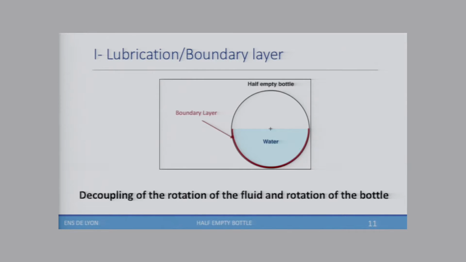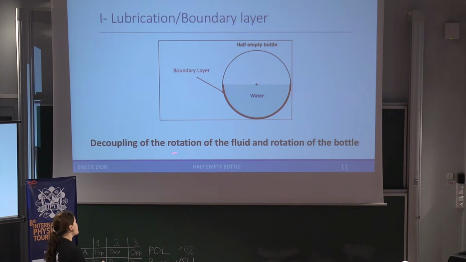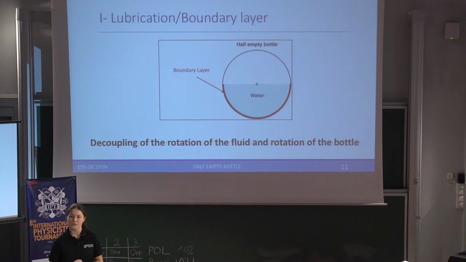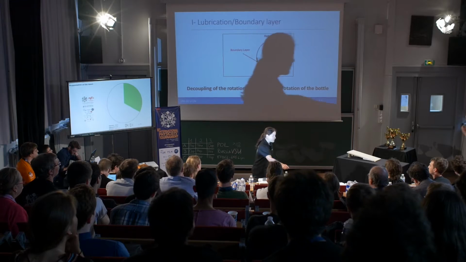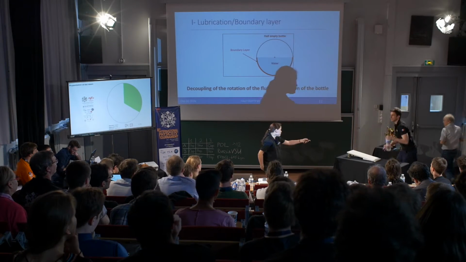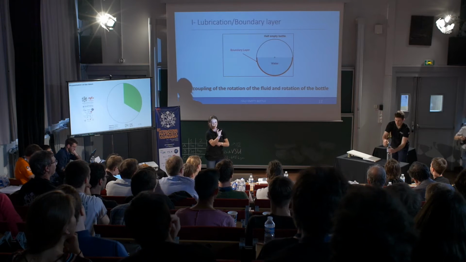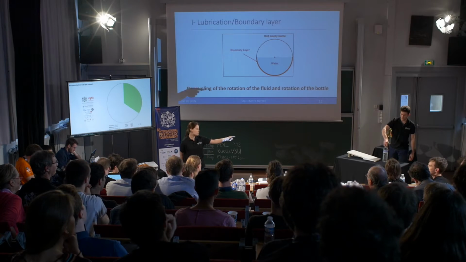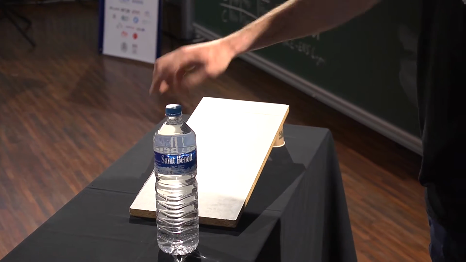We can explain it very simply. Here is the half-empty bottle filled up with water, and there is a boundary layer right here. The main important fact here is that there is a decoupling of the rotation of the fluid inside the water and the rotation of the bottle. And so I want to ask you another question. If Clément spins up a bottle at a constant speed, how long will it take for the water inside the bottle to spin up with the bottle?